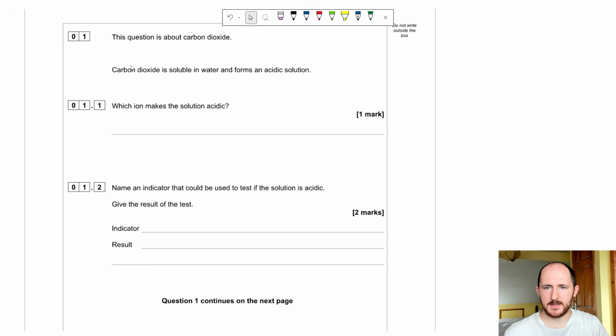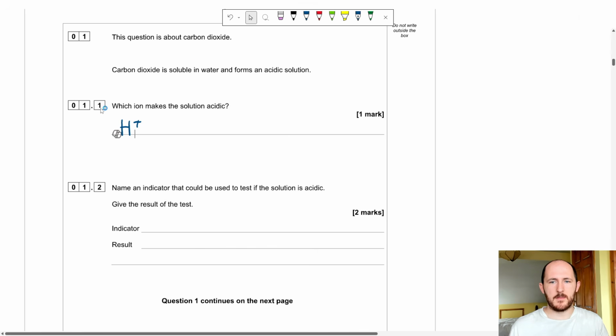This question is about carbon dioxide. Carbon dioxide is soluble in water. When something's soluble, it means it dissolves. So if it's soluble in water, it means carbon dioxide can dissolve in water and forms an acidic solution. Which ion makes the solution acidic? So you can either say hydrogen ions or you can say H plus ions. I think H plus is slightly more accurate if you were to ask my opinion. And remember, for alkali, it's OH minus.